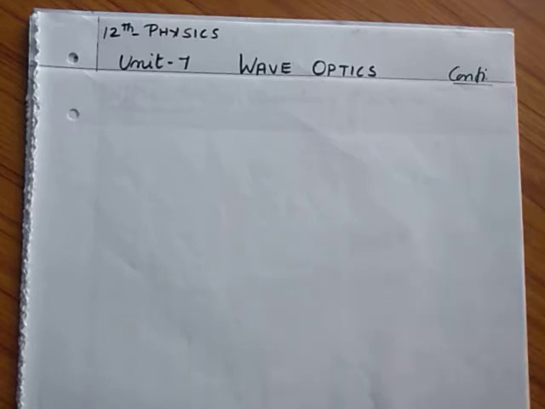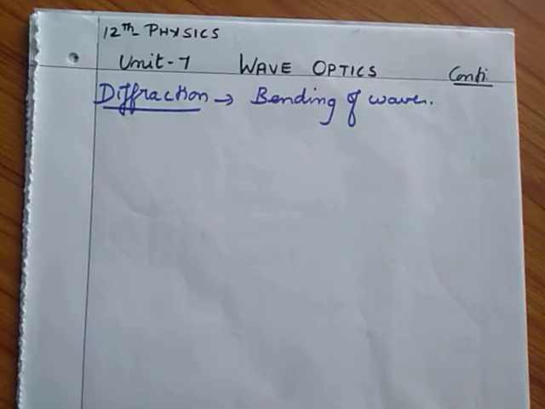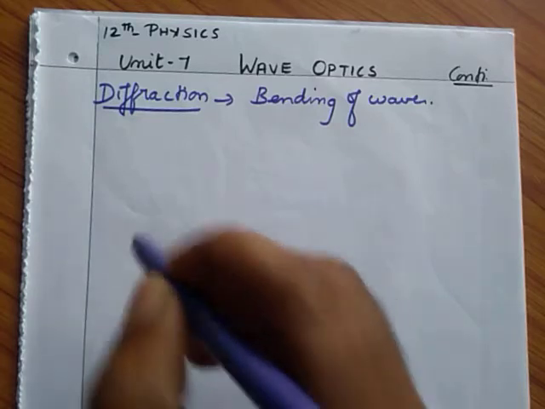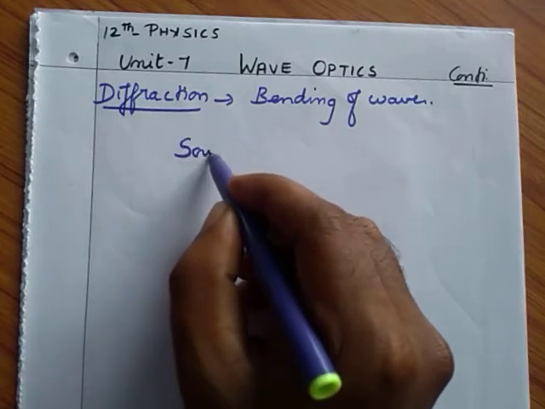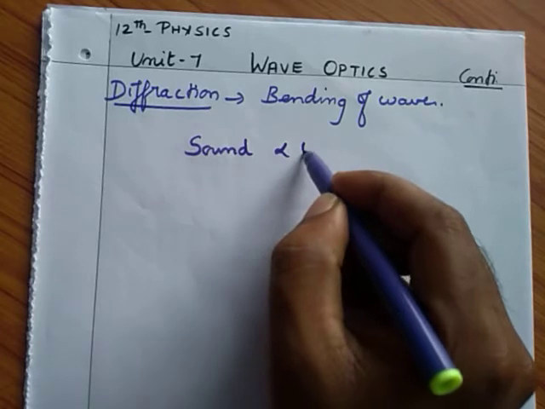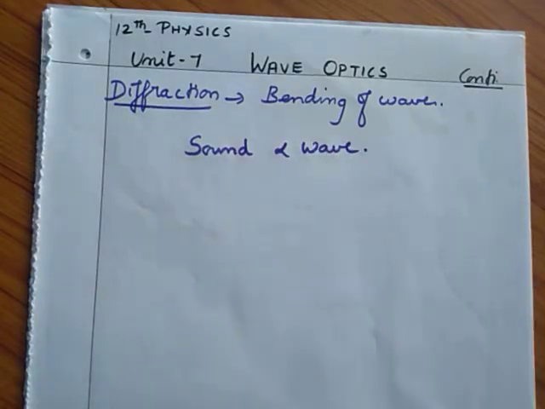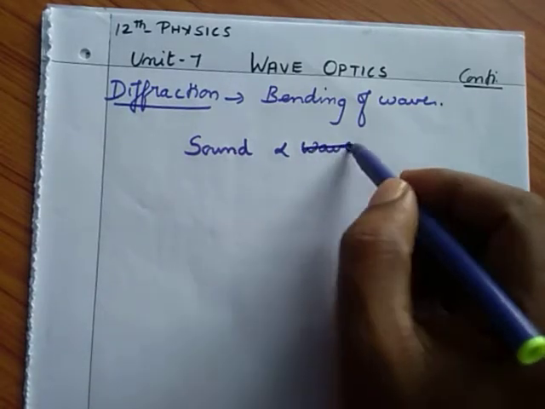From today onwards, let's start our new phenomenon of light that shows a wave nature, that is diffraction. Diffraction means bending of waves. Diffraction is a common characteristic of both sound waves and light waves.